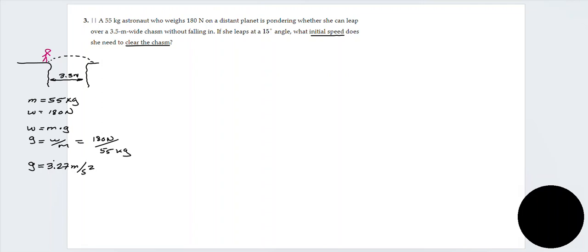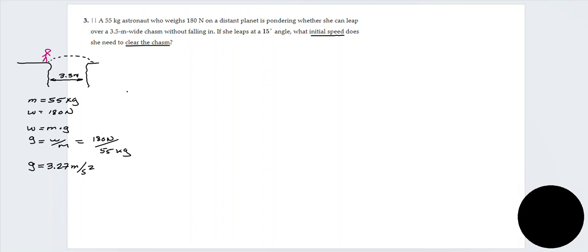square. This acceleration of gravity is lower than the acceleration of gravity on the Earth, right? So we are on a planet where the acceleration of gravity is lower than the acceleration of gravity on the surface of the Earth. Now, what we need to understand about the motion of the astronaut when she jumps to cross the chasm. Well, it's going to move as a projectile.